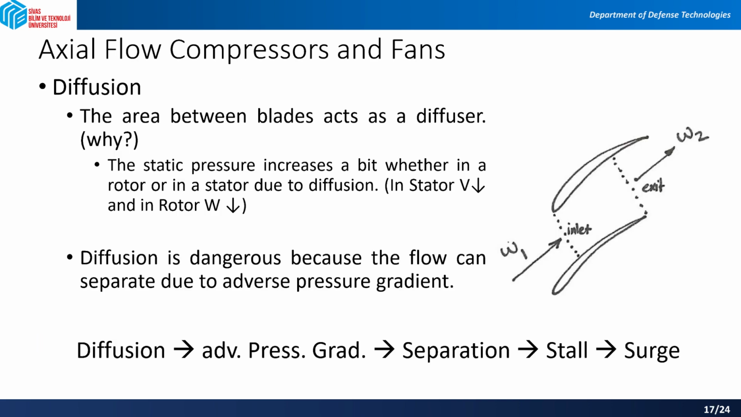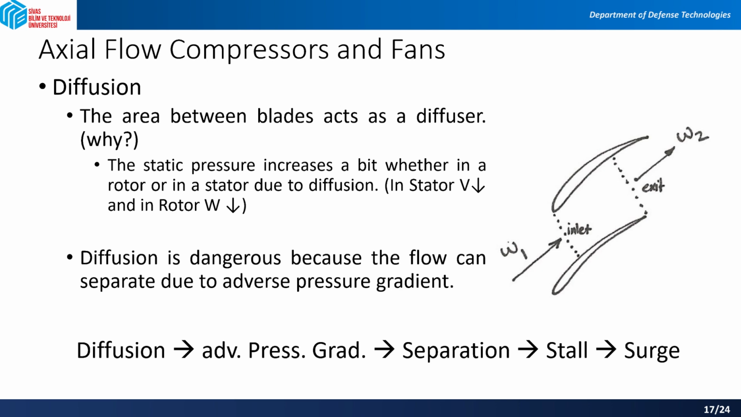So this is the part that we are dealing with, and it is the diffusion. We said that the area between the blades acts as a diffuser. Why? As you can see in here, when the flow comes inside, it has this much amount of area at the inlet of the passage between two blades. But when it exits this passage, it sees a larger area. So it is like a diffuser in here, as you can see, right? It is like a diffuser.